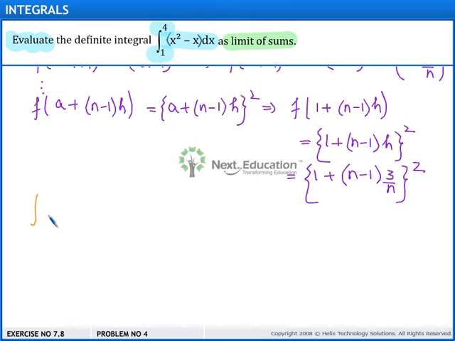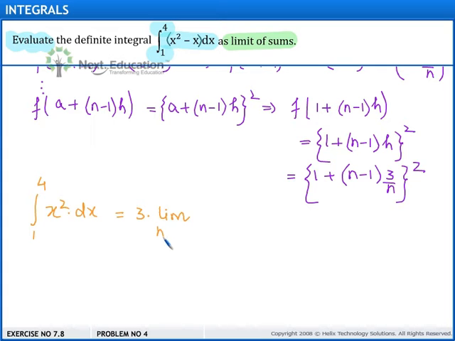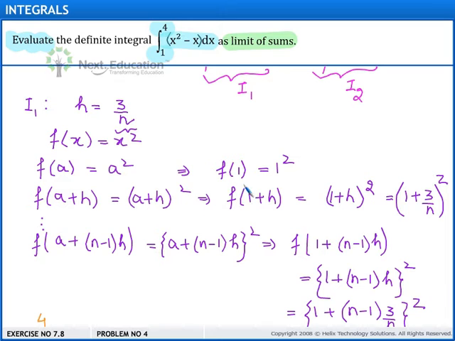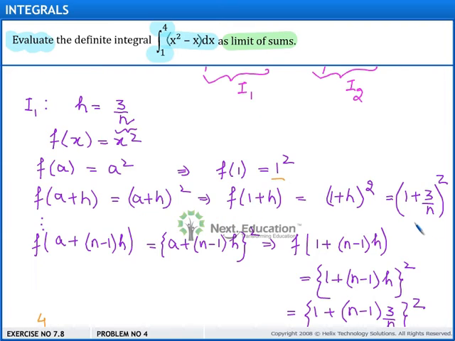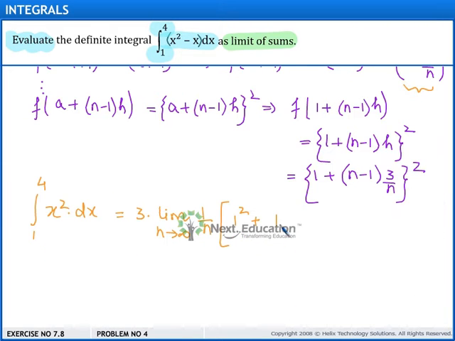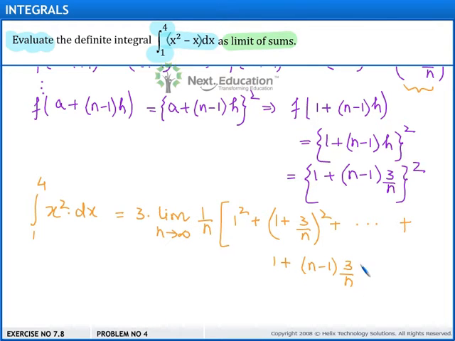Now we have to evaluate the integral of x square dx from 1 to 4. So this is equal to (b minus a), that is 3, into the limit as n approaches infinity of 1 upon n. First we have f of a, that is f of 1, which is 1 square. Then f of 1 plus h, which is (1 plus 3 upon n) whole square, plus so on up to the last term, (1 plus (n minus 1) into 3 upon n) whole square.